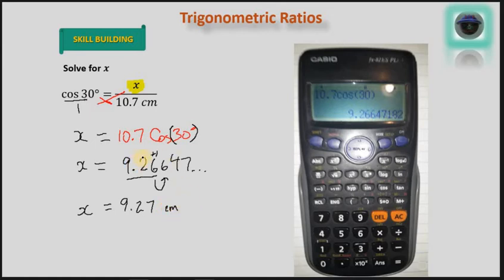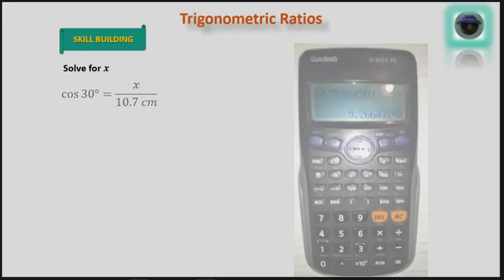Okay, because remember, we would have converted the cosine of 30 degrees to an ordinary number and then multiplied by 10.7 centimeters. So our answer is actually in centimeters. And so this is corrected to 3 sig fig. Next question.